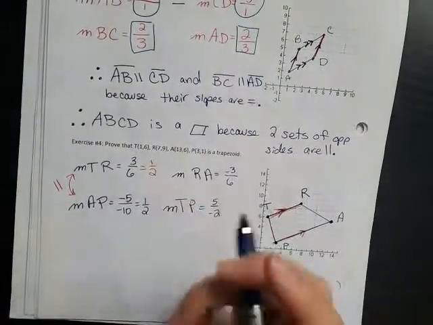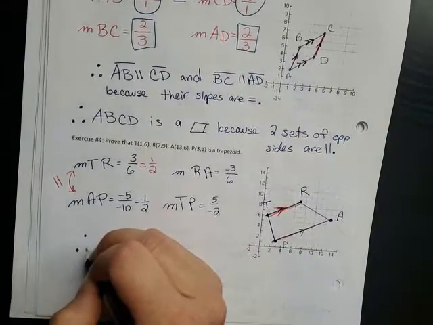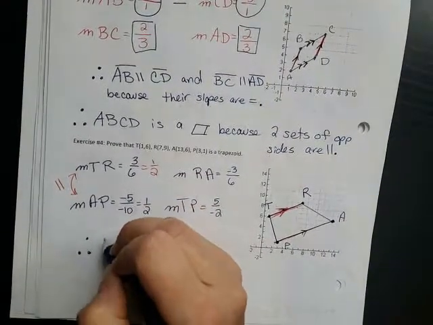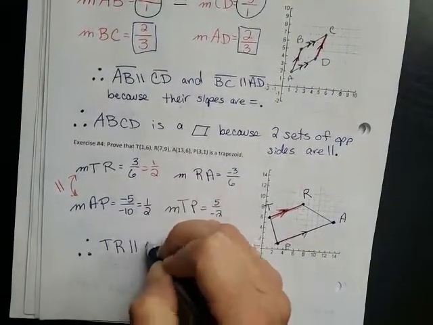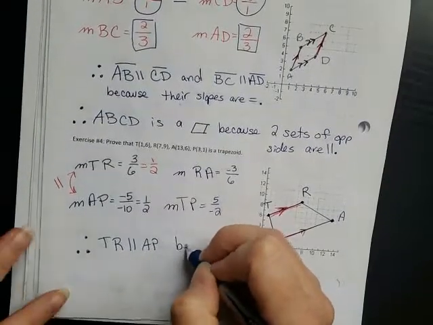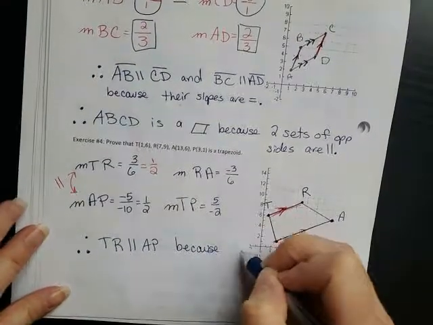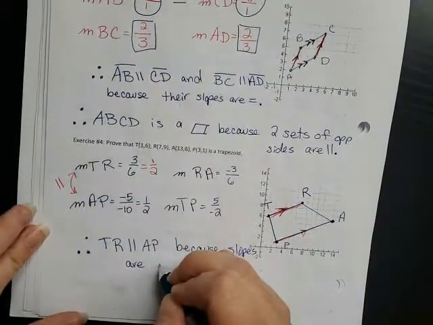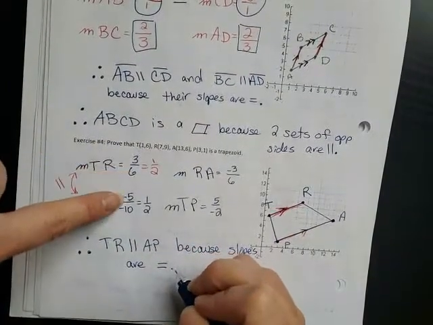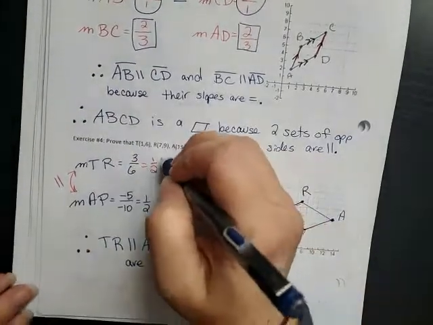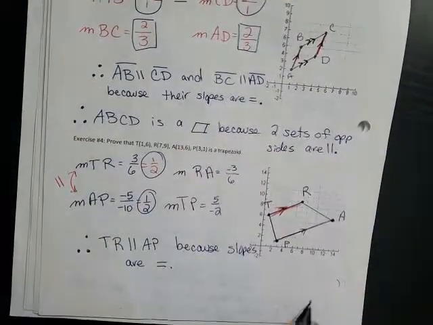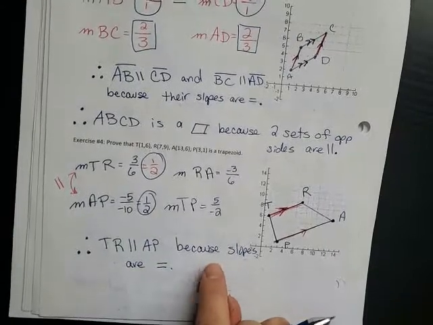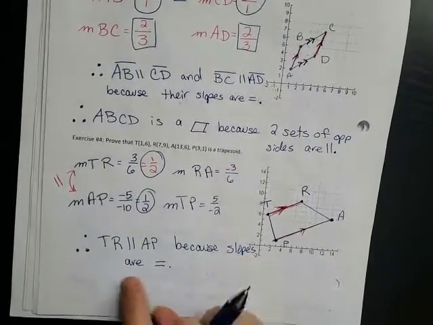Now these slopes are not negative reciprocals. These are equal. So our concluding statement, well, our first one is going to say that TR is parallel to AP because slopes are equal. And I did have to reduce the fractions there, the 3/6 and the 5/10, so that we did get those equivalent fractions. Okay, so those two sides are parallel because their slopes are equal.